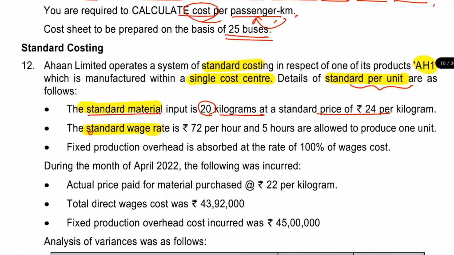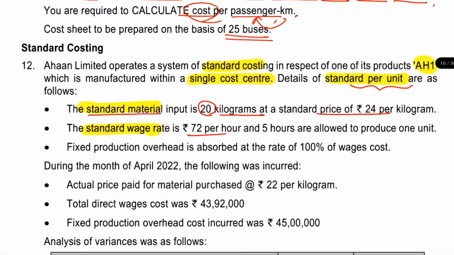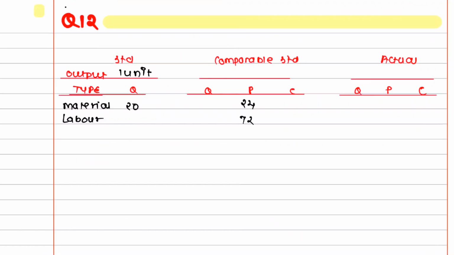The standard wage rate is 72. This is rate per hour. Wage rate will be written over here, and this is for labor. Wage rate is 72. And worker will take how much time? 5 hours allowed for 1 unit. So to produce 1 unit, I can simply say that 20 kgs of material is allowed and 5 hours are allowed to my workers, and the standard rates are given. This is something which was decided on the first day. Now let's see what happens on the last day.